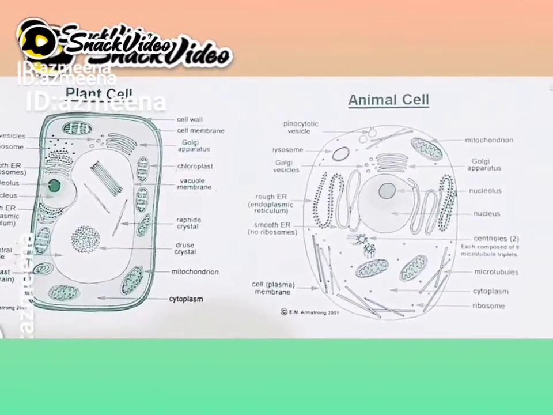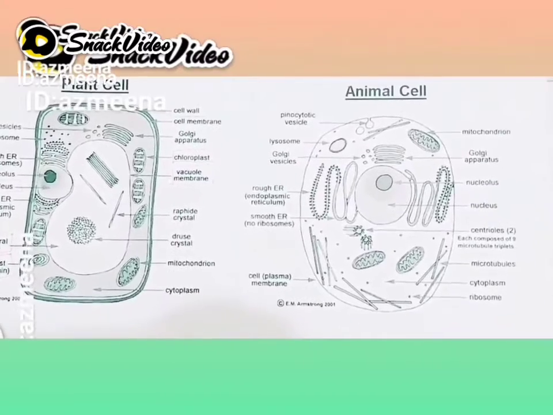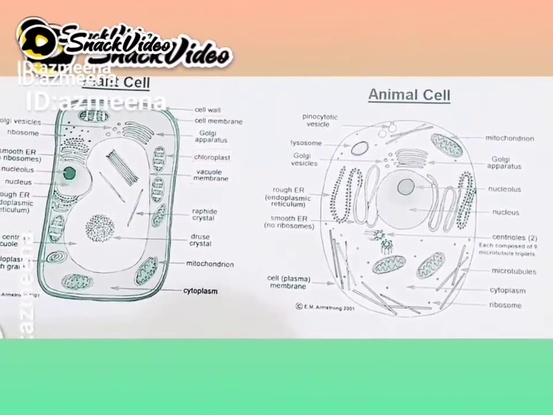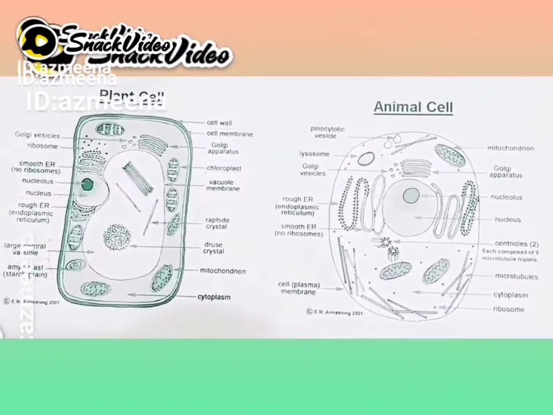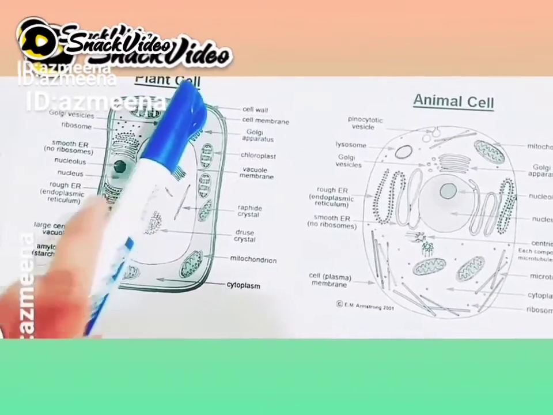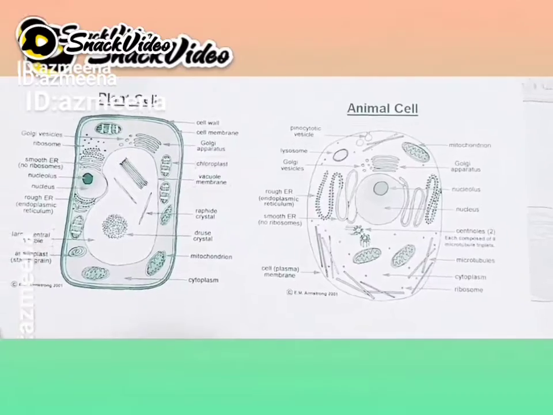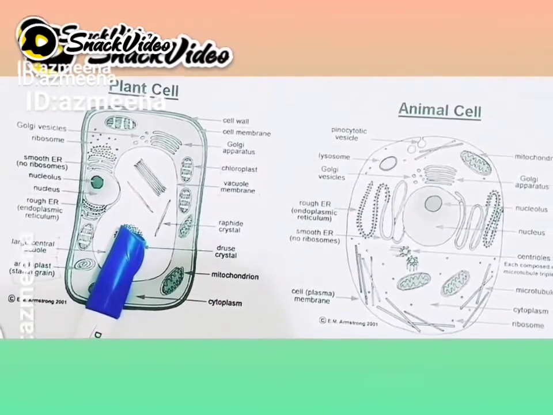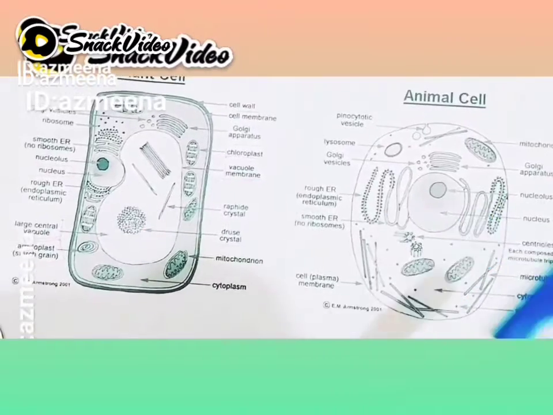So the brick is the structural and functional unit of a wall. Just like that, all living things, including animals and plants, are basically made up of cells. So the cell is the structural and functional unit of life. Now comes the topic. We are going to discuss the difference between plant cell and animal cell.